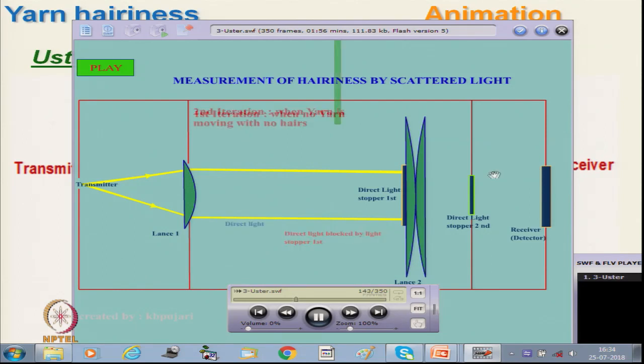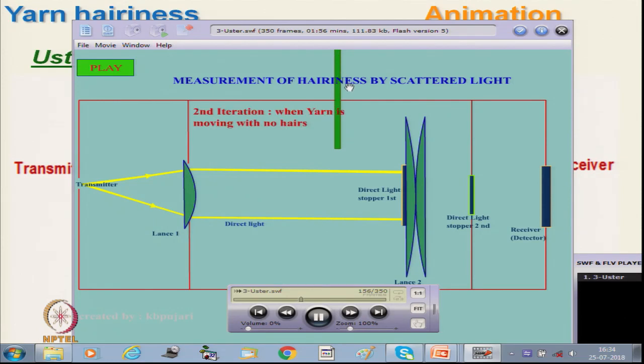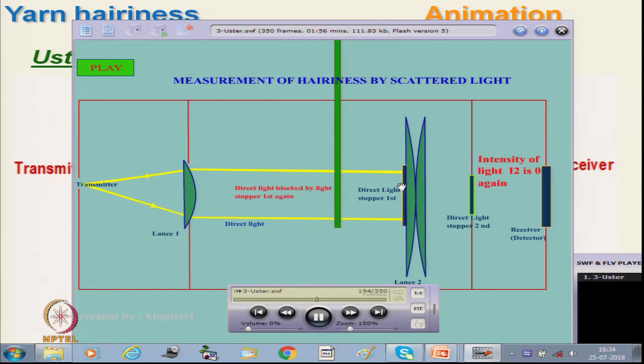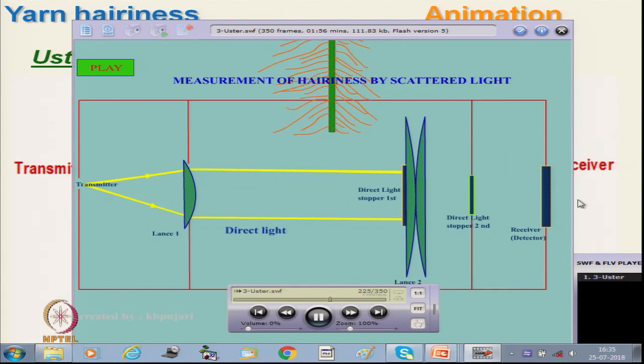Now again, the yarn without any hairiness is coming, like a filament yarn. When the yarn moves with no hairs, nothing will change. Okay. Again the intensity of light here is 0. So, it will show there is no hair.